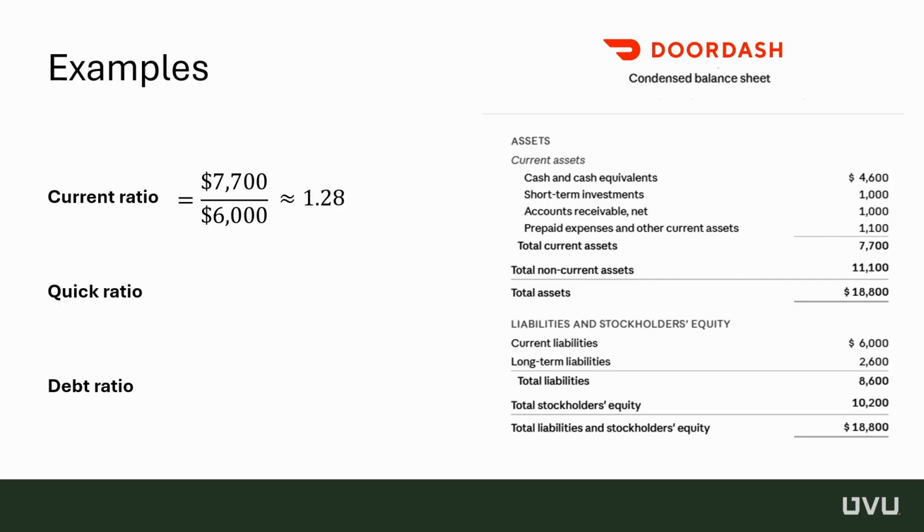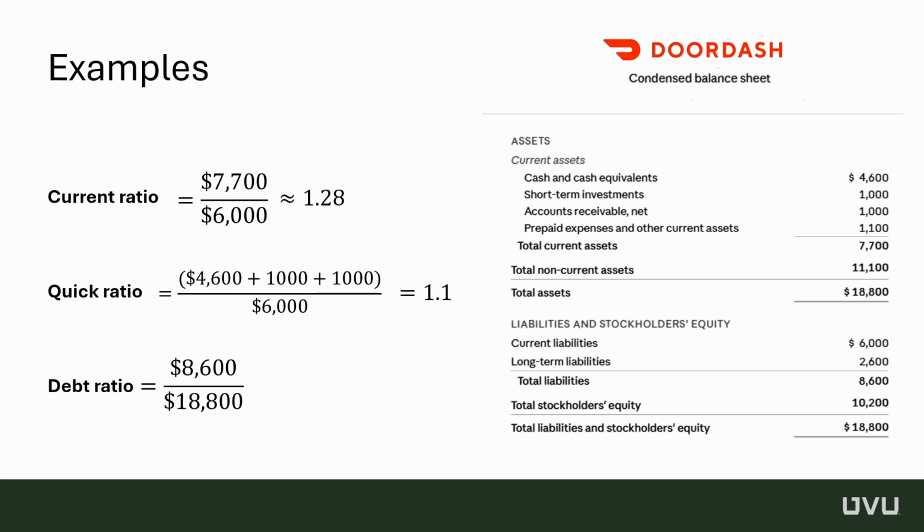All right, back to the ratio. The denominator has not changed, but we're going to be dividing $6,600 by $6,000, which gives us a quick ratio of exactly 1.1. So DoorDash has $1.10 of quick assets to satisfy every dollar of current liabilities. Okay, last one, debt ratio. Total liabilities divided by total assets. That's going to be $8,600 over $18,800, which works out roughly to 46%. So about 46% of DoorDash's assets were financed with debt. That's nearly a 50-50 split between debt and equity financing. All right, good job on calculating and interpreting those.